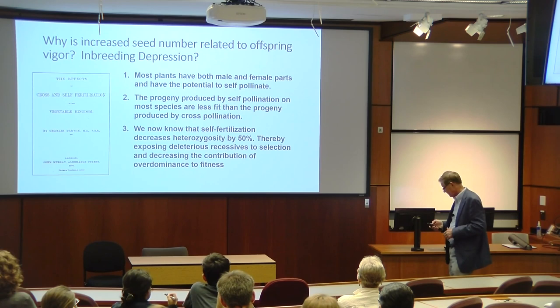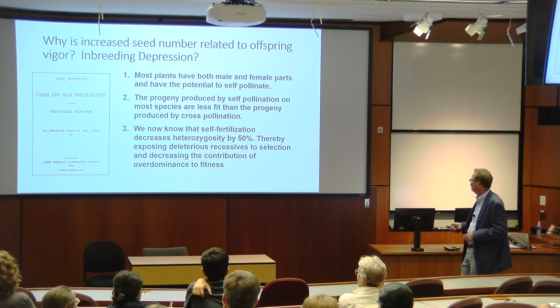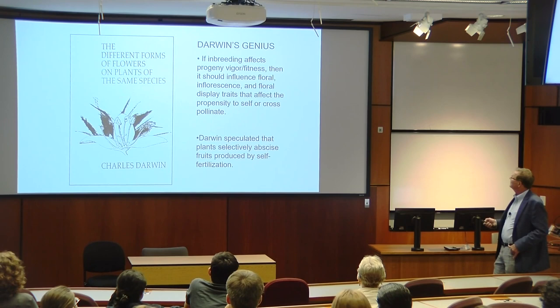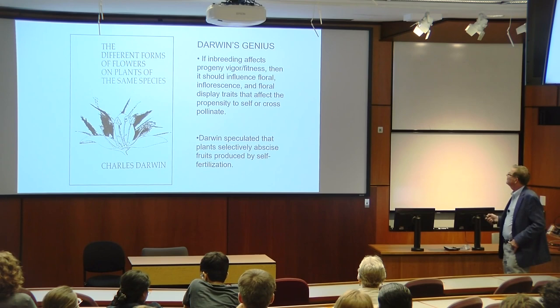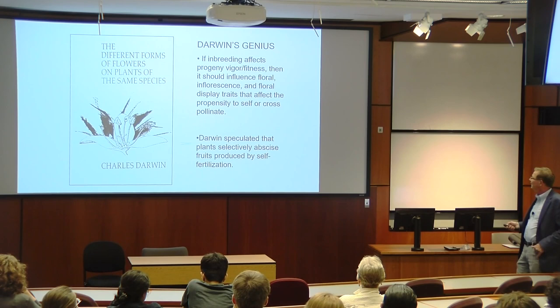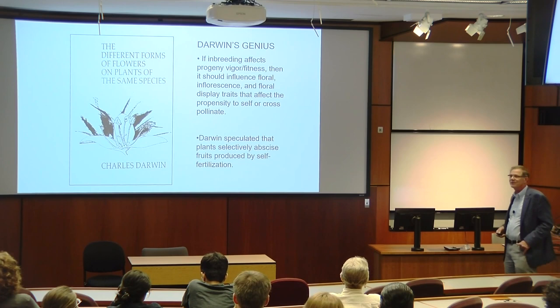Okay. That was something that Darwin first pointed out. He didn't know about the genetic mechanism, but he first pointed that out in his book, The Effects of Self and Cross-Fertilization in the Vegetable Kingdom. However, in the different forms of flowers on plants of the same species, he said, if inbreeding affects vigor and fitness, then it should influence floral inflorescence and floral display traits that affect the propensity to self and cross-pollinate. And Darwin, in this book, speculated that plants selectively abscise fruits produced from self-fertilization.